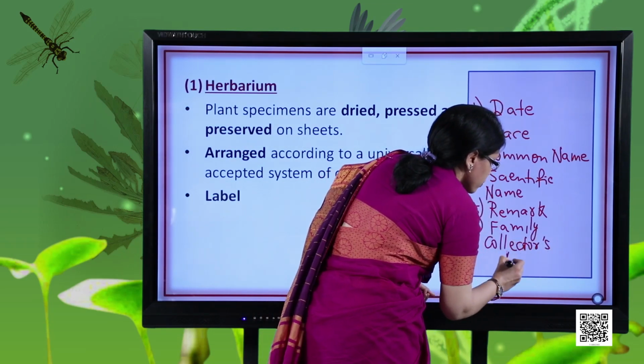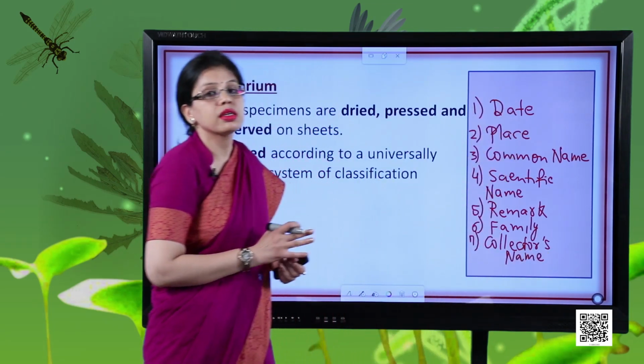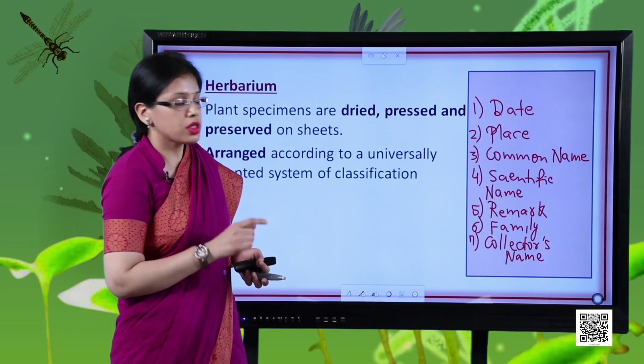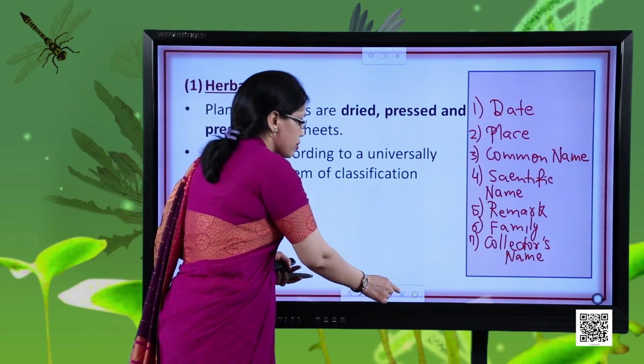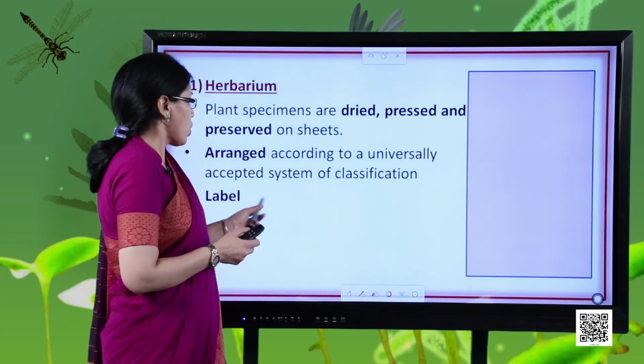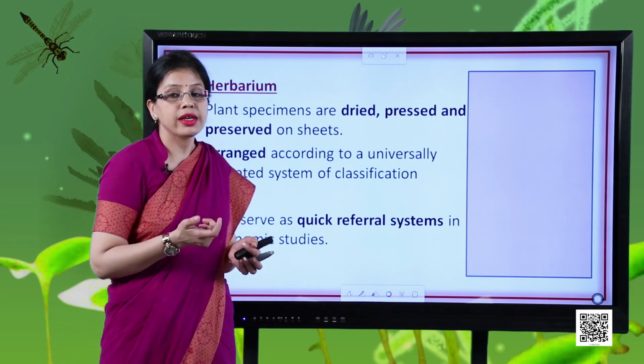Collector's name means the name of the person who has collected and prepared this herbarium, right? So these are the different pieces of information which need to be written on the label, and this label will be put on the right-hand corner of the herbarium sheet. After we have done the labeling, this will act as a very handy system.